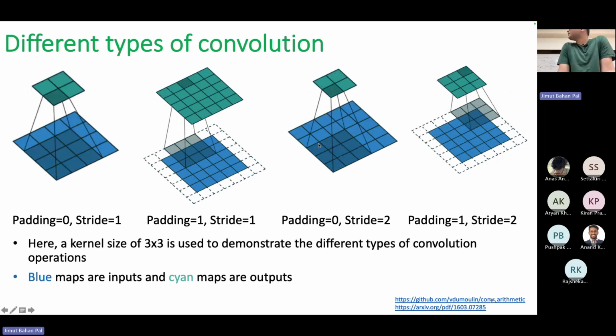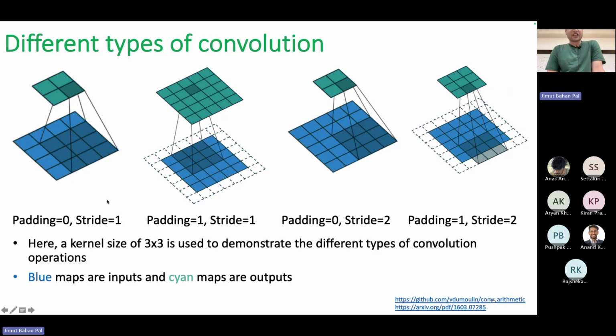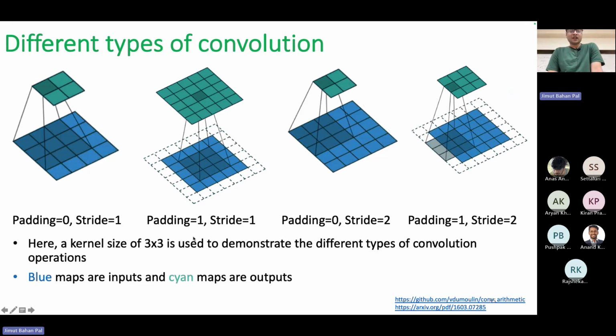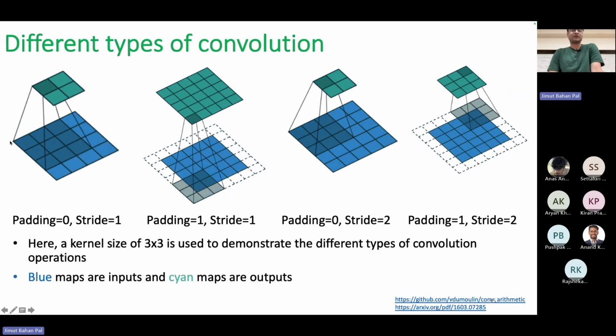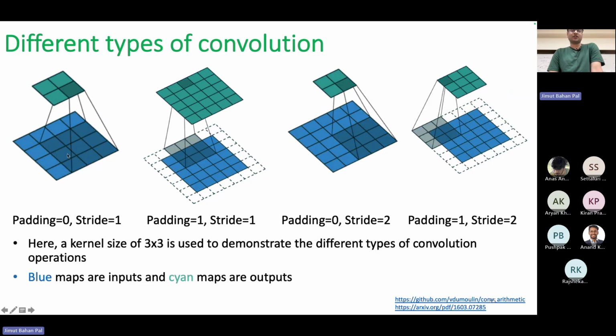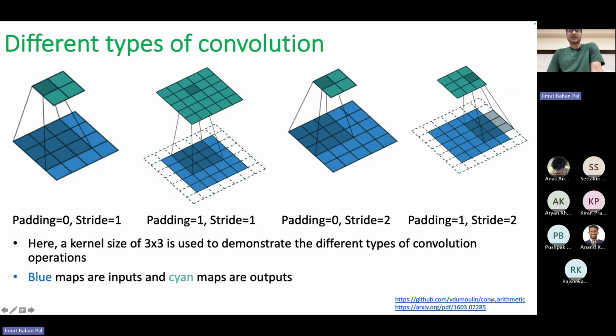So these are examples of different types of convolutions: padding 0 stride 1, padding 1 stride 1, padding 0 stride 2, padding 1 stride 2. This is the input, and the darker region inside the input is the patch which we are selecting, or the kernel. This is the dot product of the kernel and the patch of the input, and this is the output feature map. So these show different examples of convolution that are taking place.